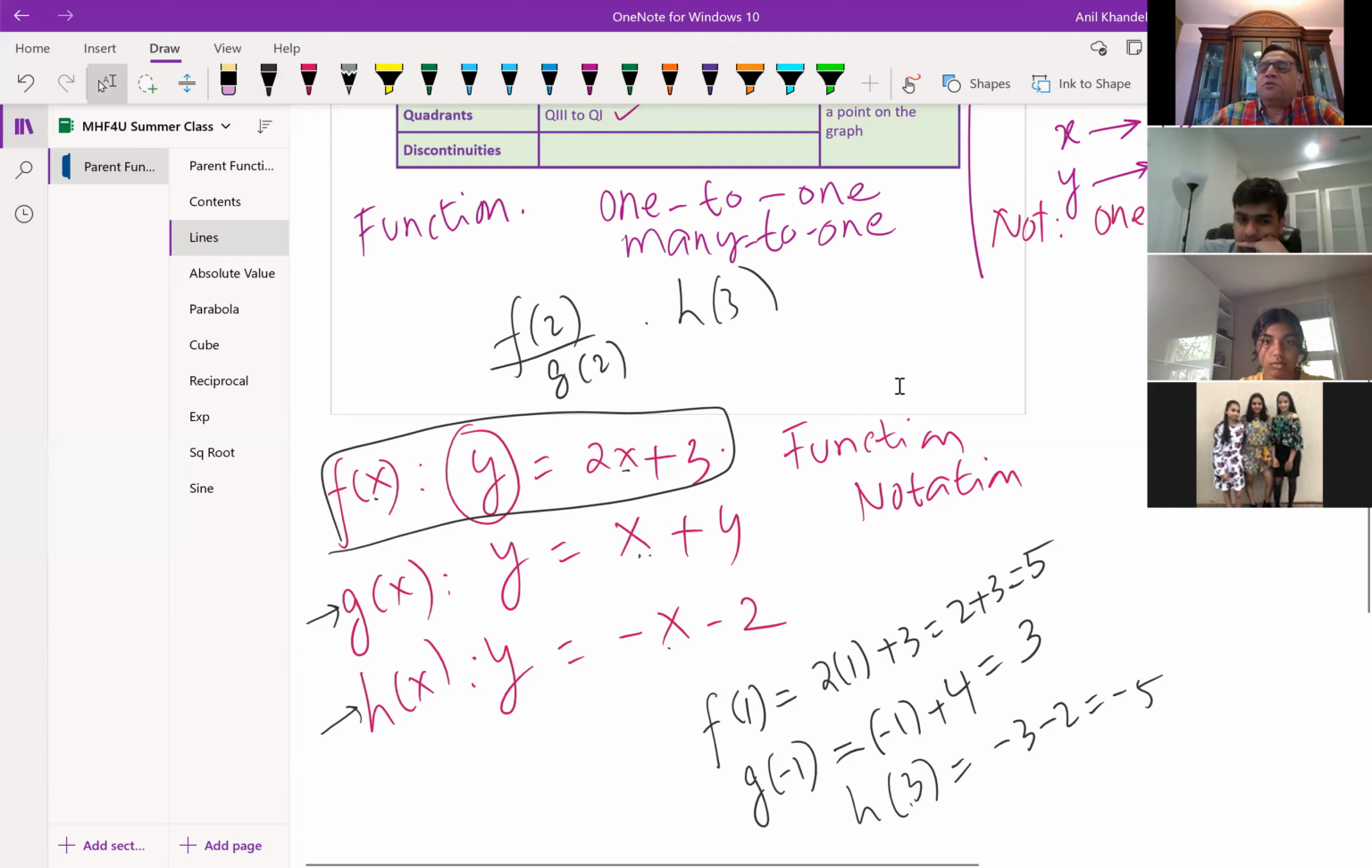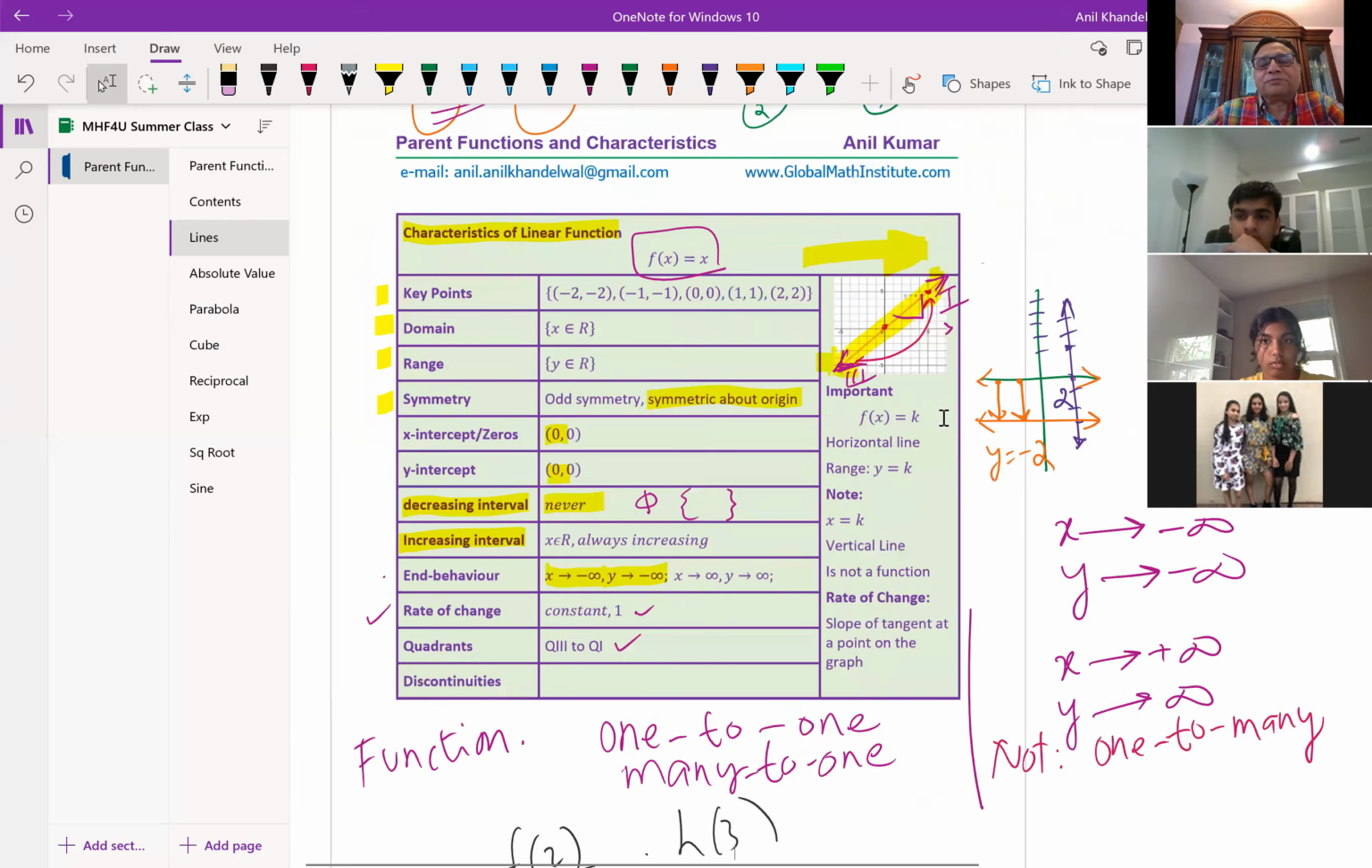Okay, so we'll talk about function notation most of the time. We'll not just say y, we will say f of x or g of x. We'll give it a name. It becomes simpler. Okay, and that is how we are going to use it.